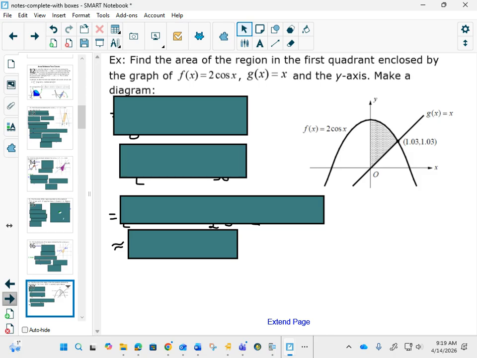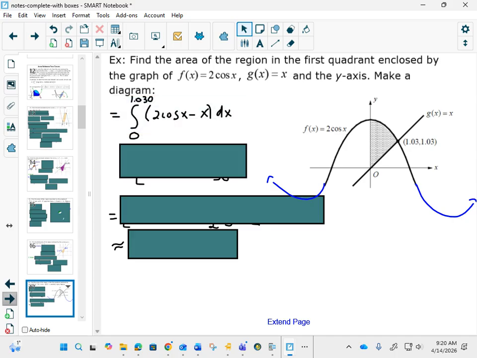Find the area of the region in the first quadrant enclosed by the graphs of f of x equals 2 cos of x and g of x equals x. Make a diagram. So 2 cos of x, of course, this is your cos graph that would continue like this afterwards. You've got g of x equals x, so we need to find out where they intersect.